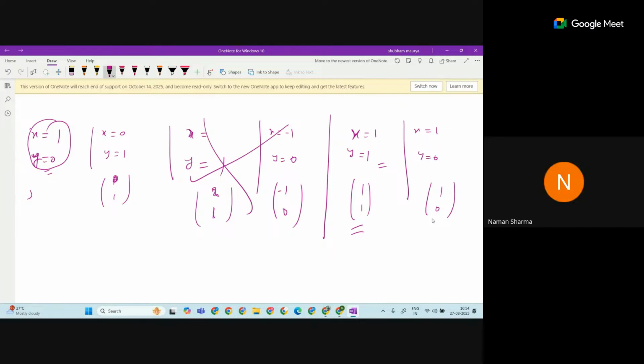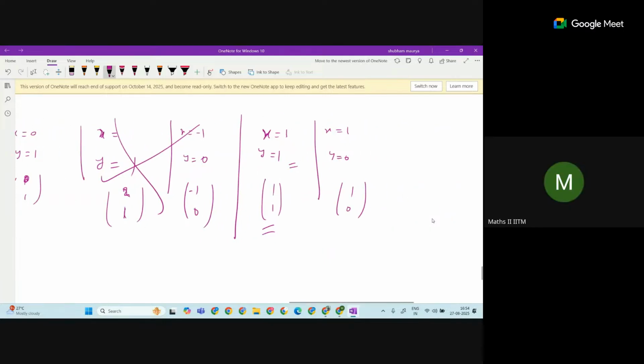But sir, if we take 0 comma 1, then all three vectors will be linearly independent, na? 0 comma 1. Now you are saying you are taking x is equal to 0, y is equal to 1, and you got 0 1. So you are saying these three are independent. These three are not independent, right? Any two are independent. These three are not independent.